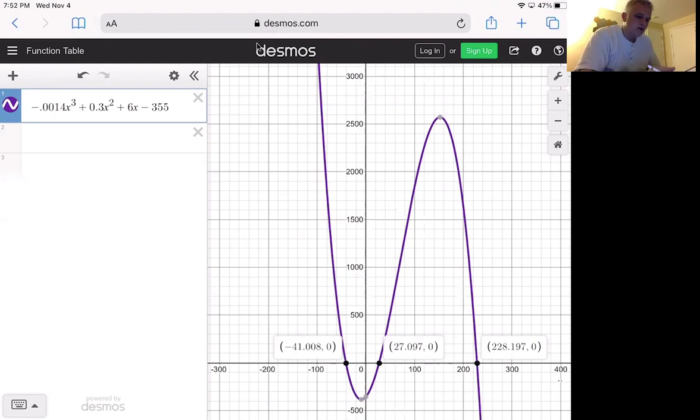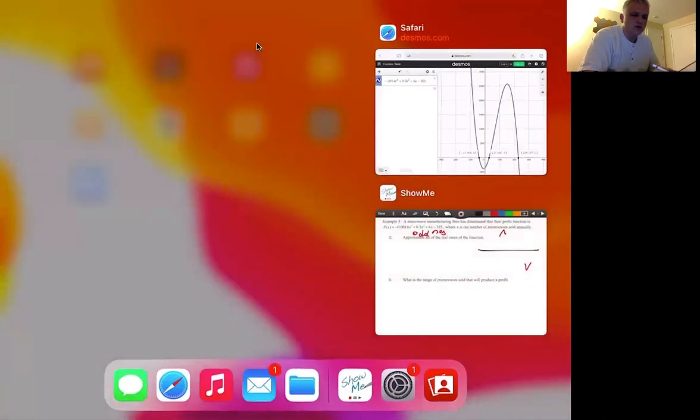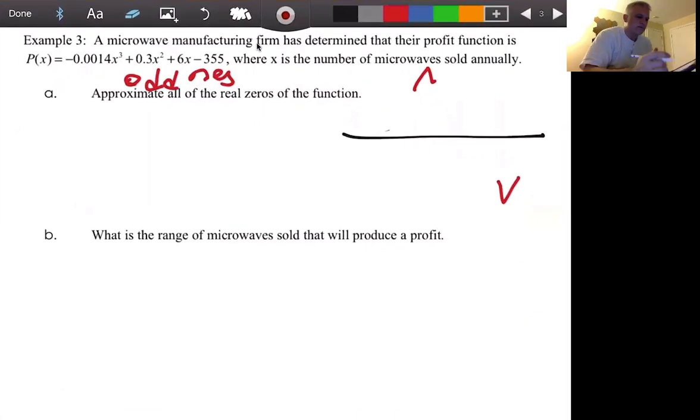Okay, so those are both positive numbers that could help you tell how many microwaves need to be sold annually to give a profit. So remember, if this is profit, then wherever the x-intercepts are, that means your y, or your profit, is 0. Right? So at those 2 points, you have 0 profit. All right, so approximating the real zeros.